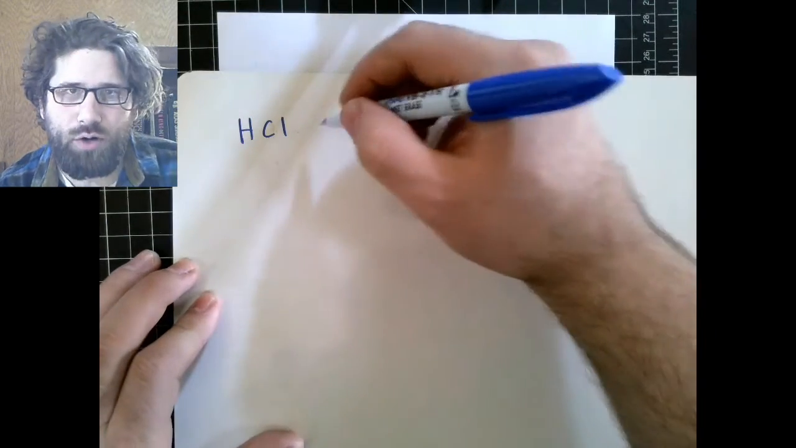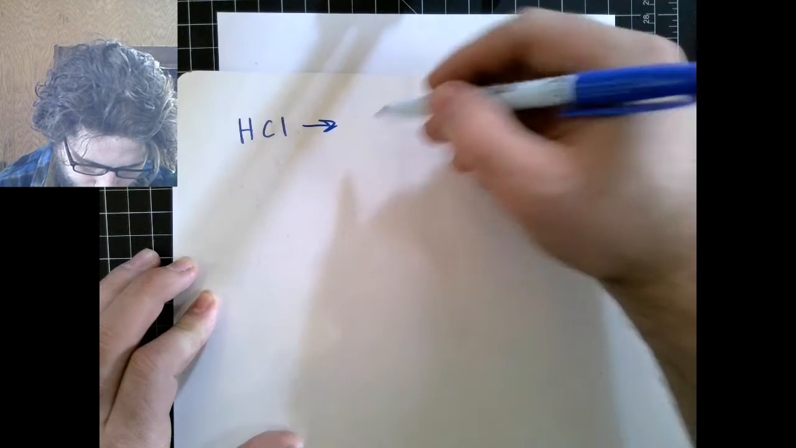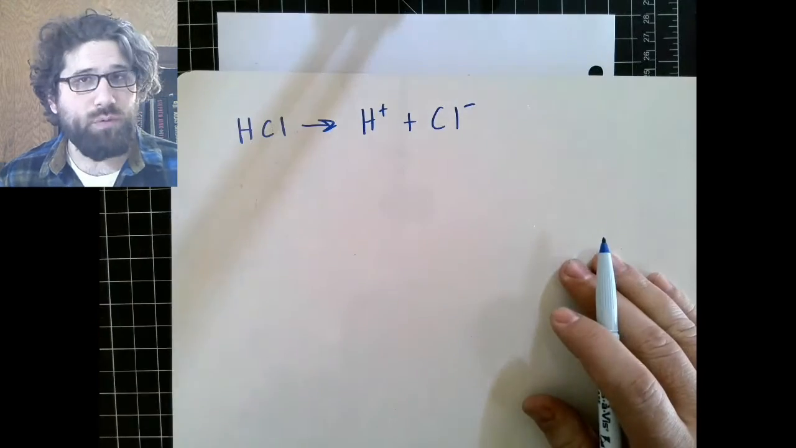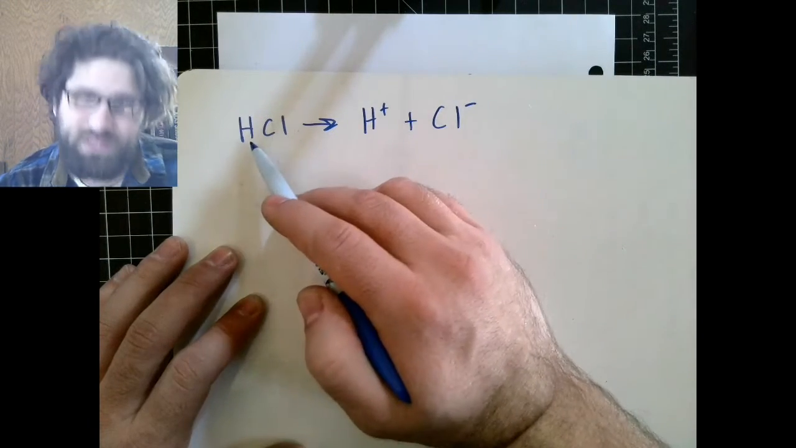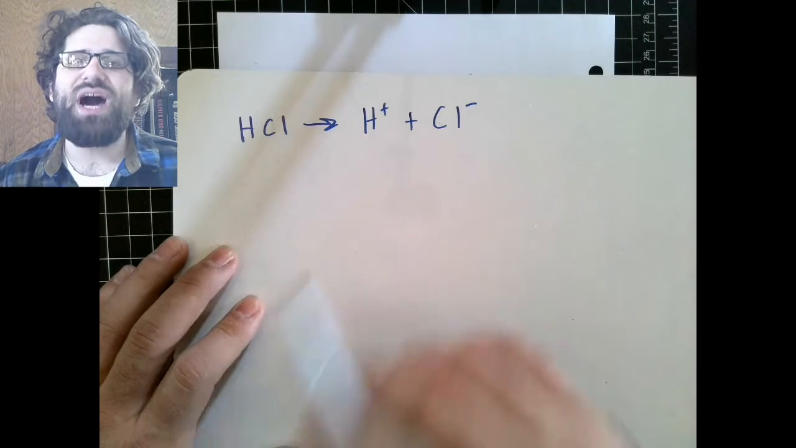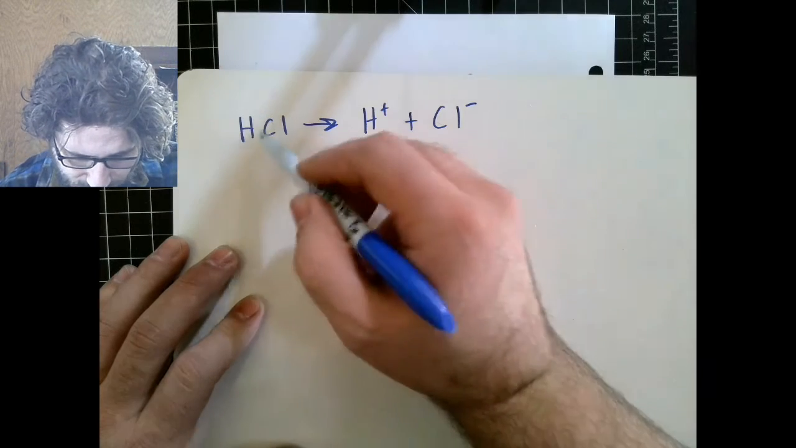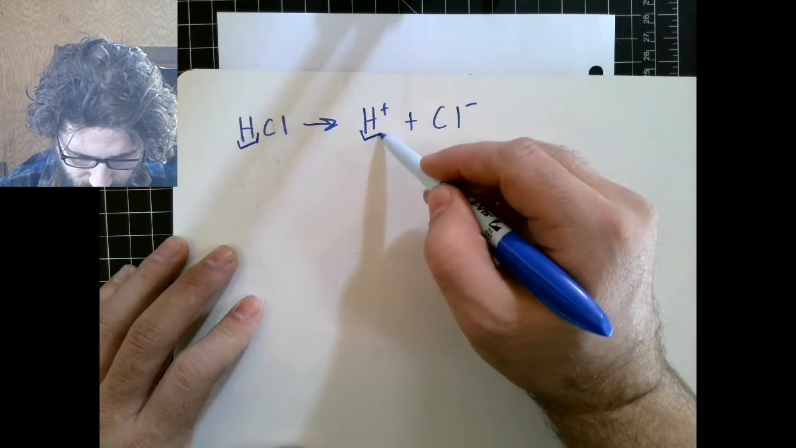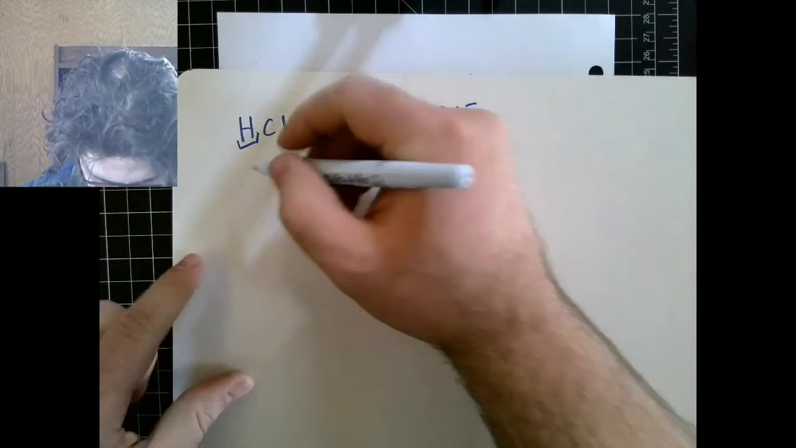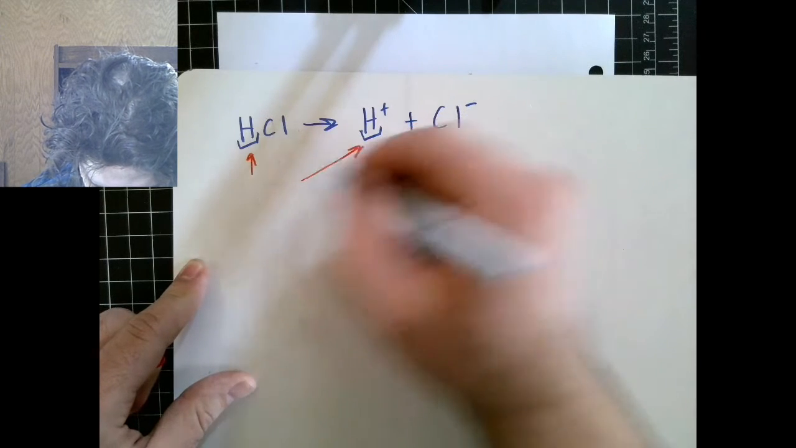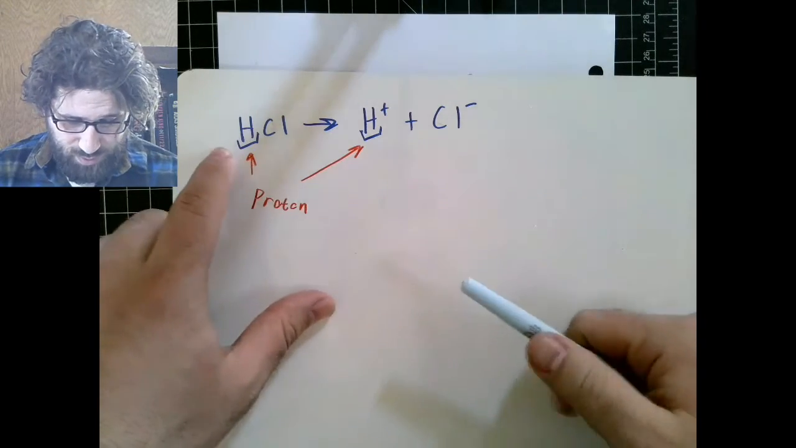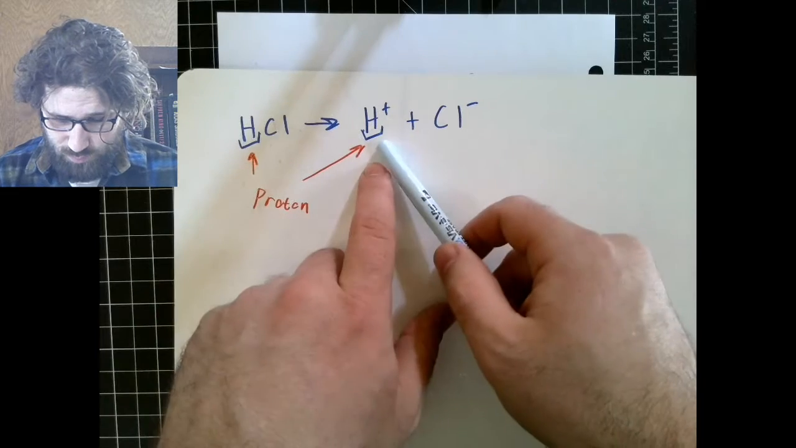hydrolysis. That means it's being taken apart by the water. So it becomes H plus and Cl minus. Now when we have this situation, we need to keep in mind our definitions for acids and bases. So remember, an acid is a proton donator. So HCl has this hydrogen, this guy right here, that would be considered a proton. So HCl is an acid because it donates a proton.